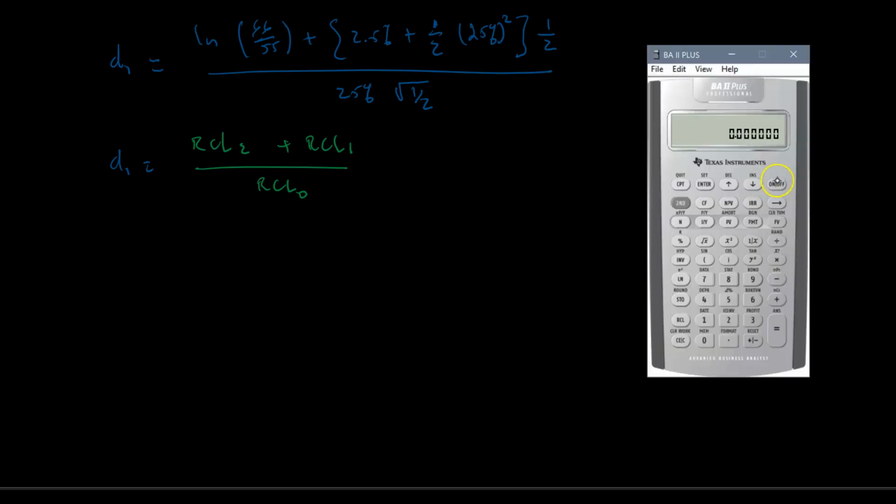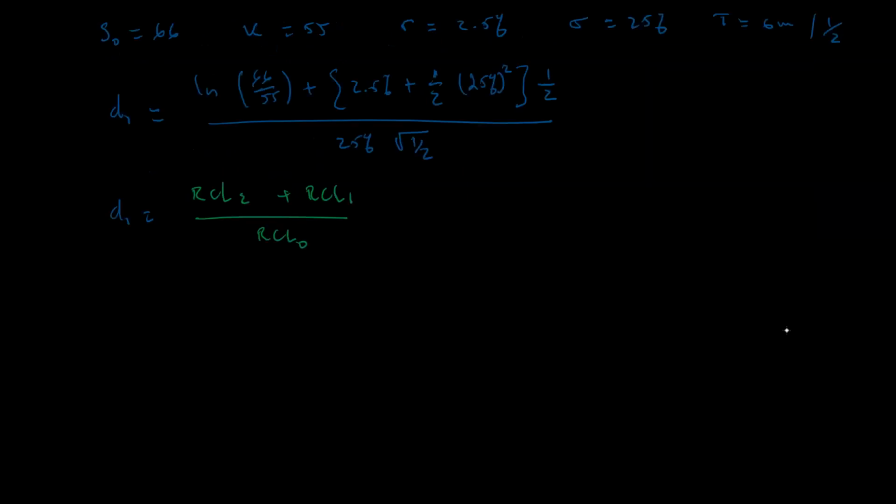And so I would be doing recall 2 plus recall 1 equal, and I'm going to divide that by recall 0 equal. So D1 will be 1.190465. Alright, so I'm writing here 1.190465, and D2 would be equal to D1 minus standard deviation square root of t.